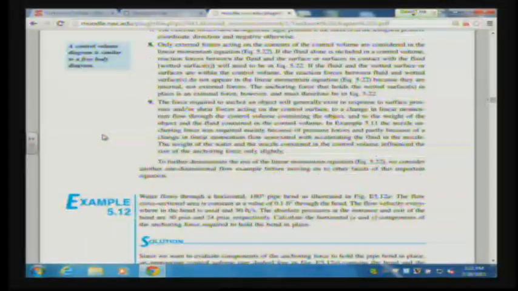Number 9, the forces required to anchor an object will generally exist in response to surface pressure and/or shear forces acting on the control surface. And that's just saying that when they talked about the forces on the vane and they called it F sub A, they're just talking about anchoring force. We have previously called these reactive forces.